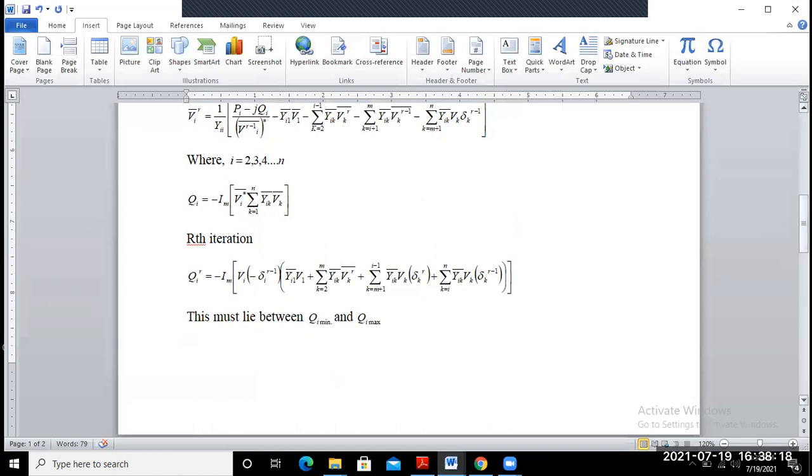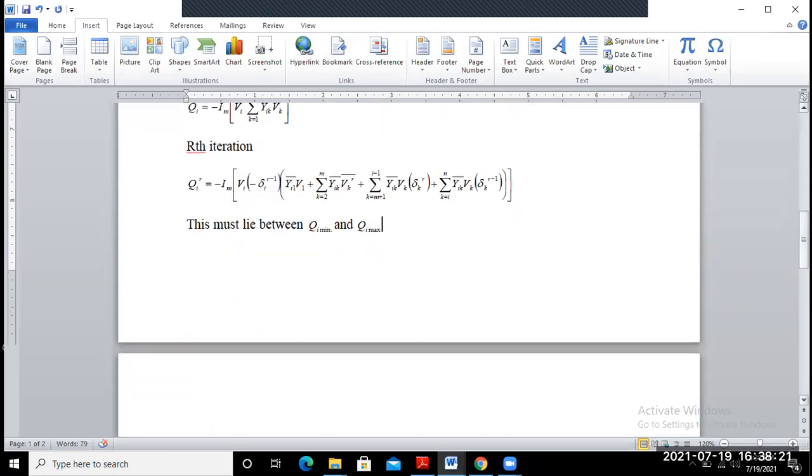Then we will go for the delta_i equation. Otherwise, we just solve for V_i. So if Q_i^r lies between Q_i minimum and Q_i maximum, then you find the other variable delta_i. Otherwise, this bus becomes a PQ bus instead of a PV bus, and you just simplify for the voltage, that means V_i^r. Okay, so in this way you may solve some problems based on this. Today we stop here, and in the next class we will continue.